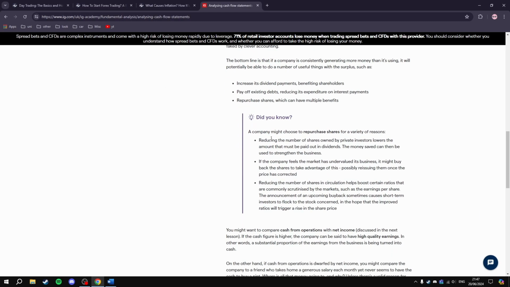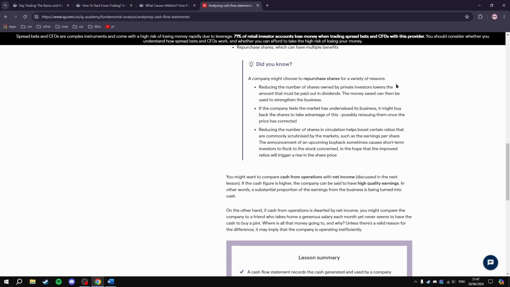So the company might repurchase the shares for the following reasons. Reducing the number of shares owned by the private investors. This lowers the amount that must be paid out in dividends, and the money saved can then be used to re-strengthen the business. Also, if the company feels the market undervalues its business, it might buy back the shares, take advantage of this, possibly reissuing them once the price is corrected, so gone up basically.